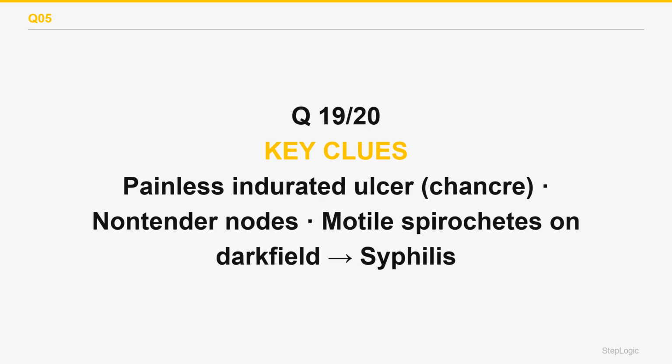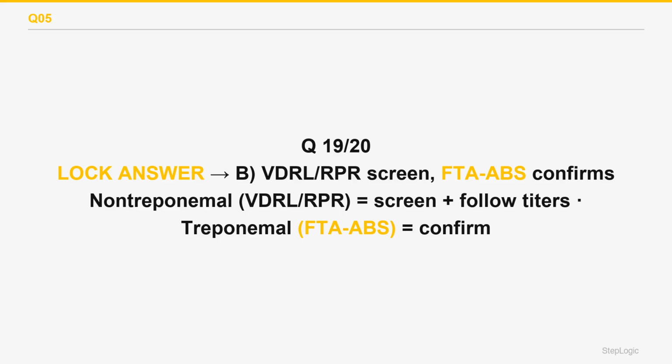Serologic testing is two-tiered. Non-treponemal tests, VDRL and RPR, are inexpensive and used for screening and to follow treatment response, since their titers fall after cure. Treponemal tests, FTA-ABS, are more specific and used to confirm a positive screen. They stay positive for life.